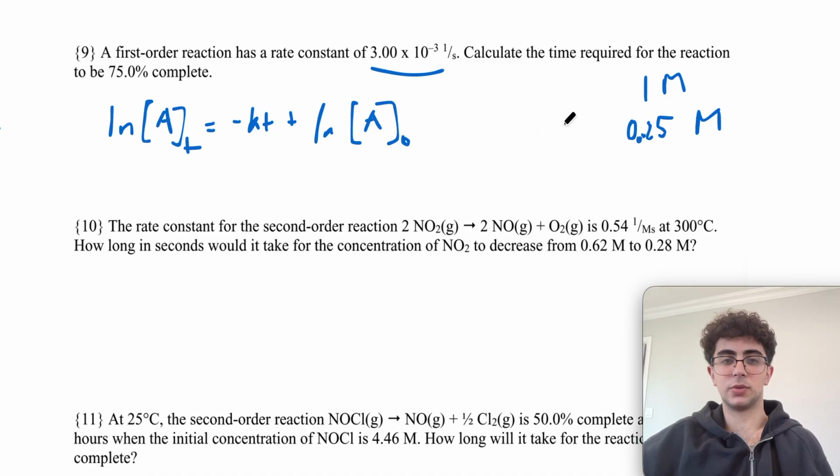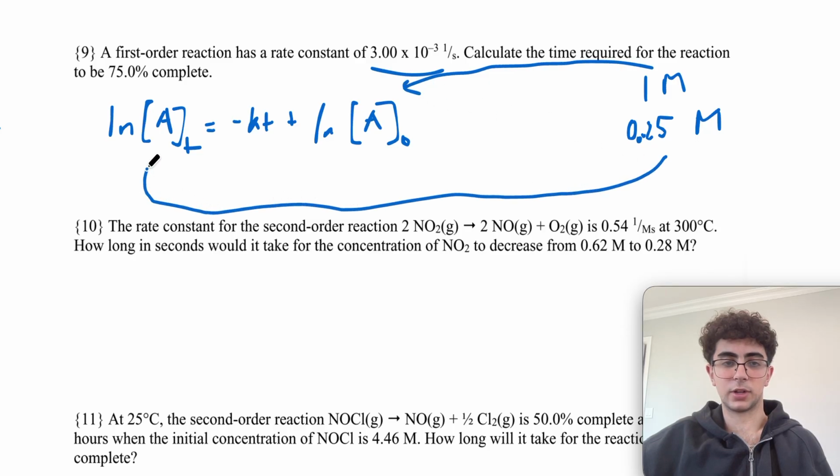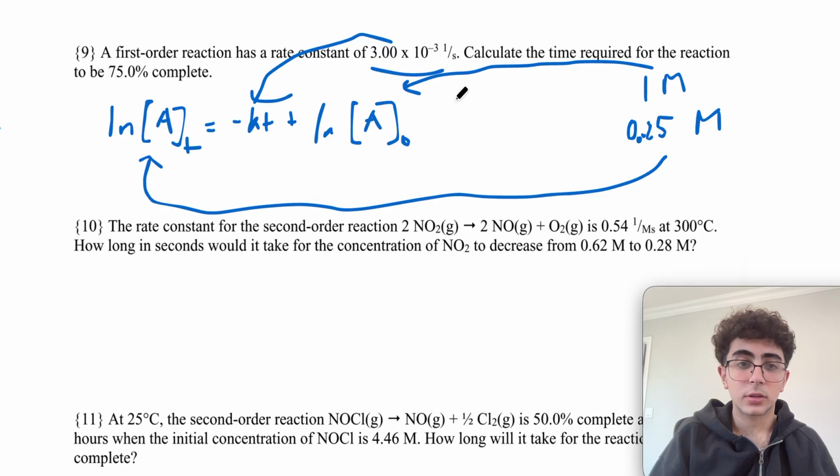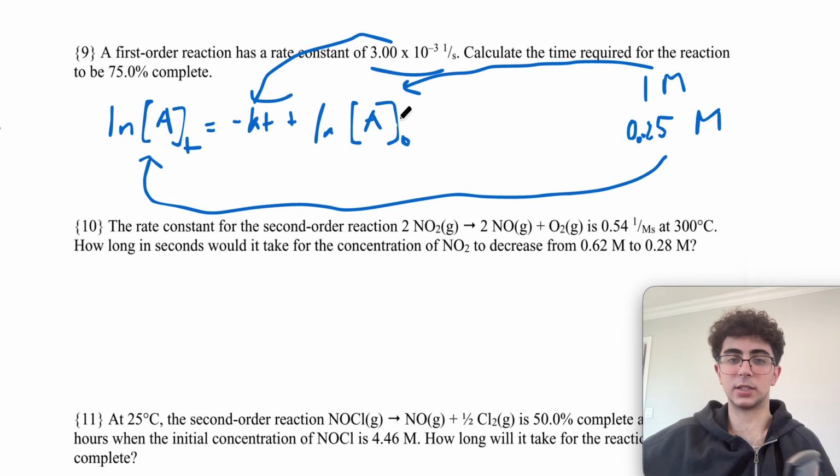So I can just plug in 1 molar for A0 and 0.25 for A, and it gave us a rate constant, so plug that in for k, and then we can solve for t. When I put that in my calculator, I get about 462 seconds. Remember, I said seconds because the rate constant is 1 over seconds. The rate constant could have been 1 over hours. That means instead of 462 seconds, it would have been 462 hours.